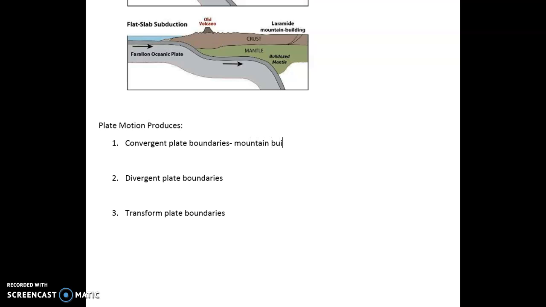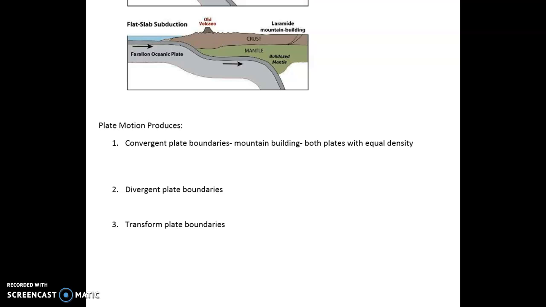So this occurs when we have two plates at equal density. That would be continental to continental plate, so both plates with equal density. Okay.